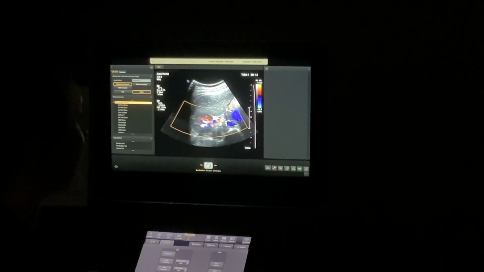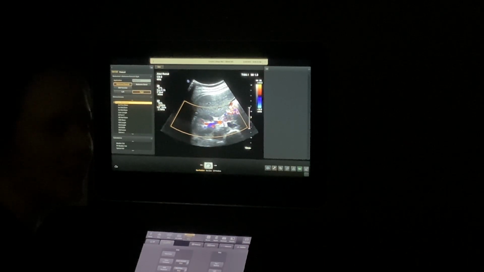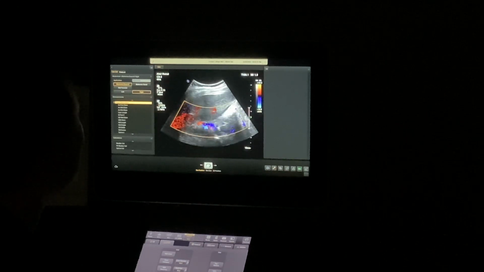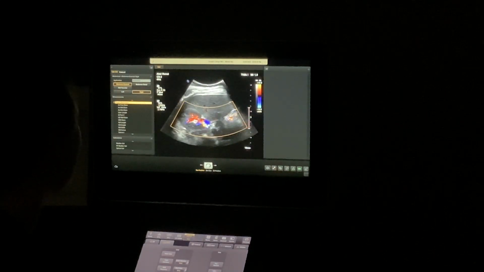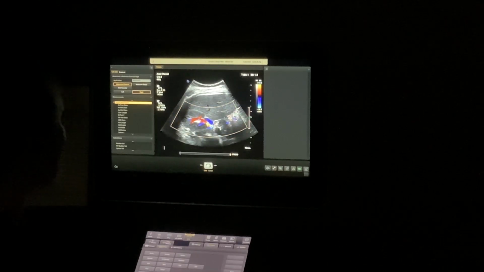So if I put color on it, here's the tricky part. You want it perpendicular for your measurement, but what do we not get when you're 90 degrees to the sound beam when our color comes into play? You don't get flow. You don't get a signal, right? So we need a little bit of an angle. And now look at that. Breathe. That's what I want to see.